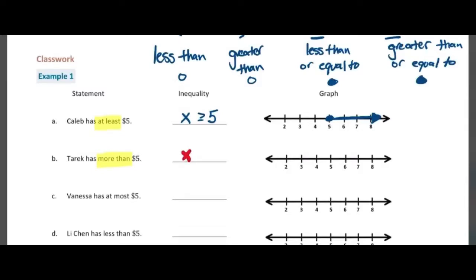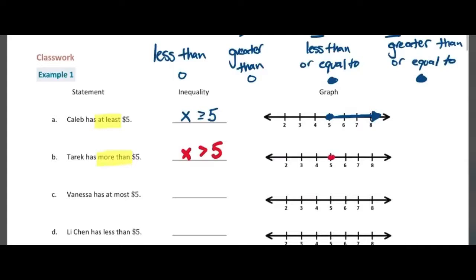Okay, so Tariq has more than $5. So he can't have just $5, it has to be more. Now you're going to see I made a mistake and I accidentally included it, but it should be an open dot going to the right because it's greater than $5. Okay, so let's look at the next one.